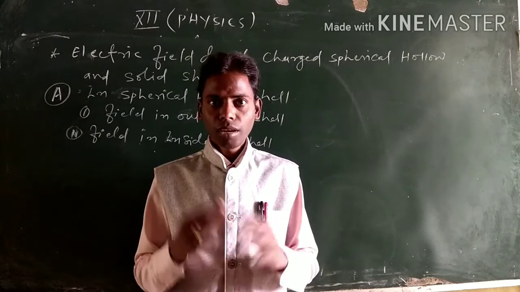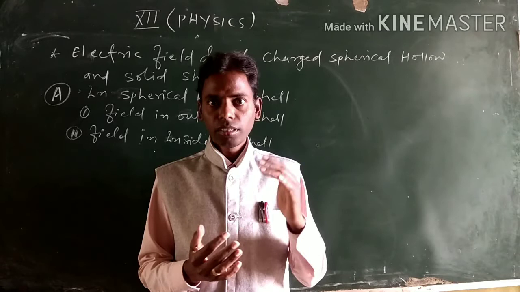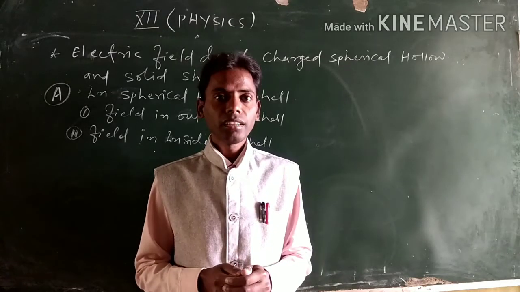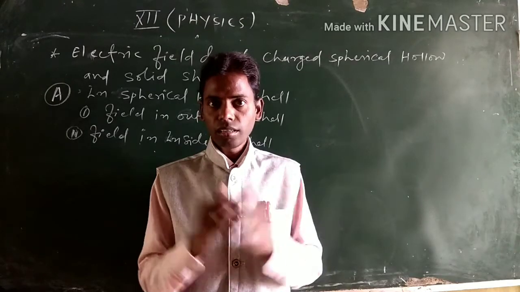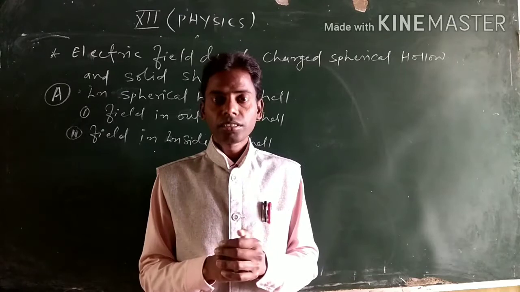Today we have to learn how to derive the electric field due to a spherical shell. That means there are two types of the shell. One is a hollow shell, okay, and second is a spherical solid shell.